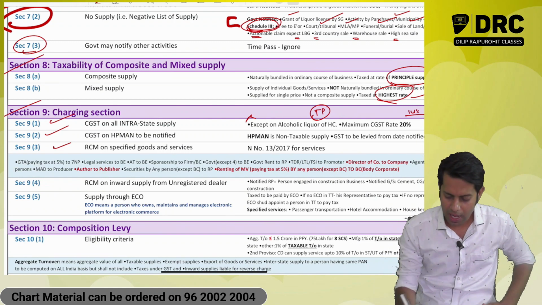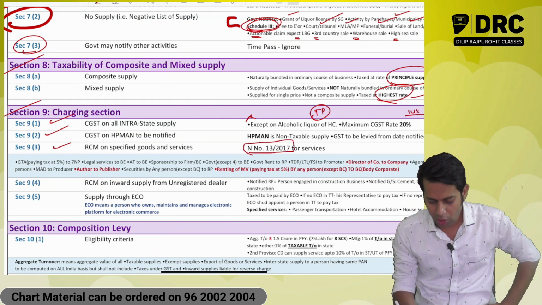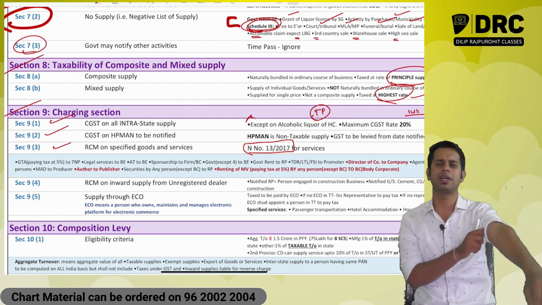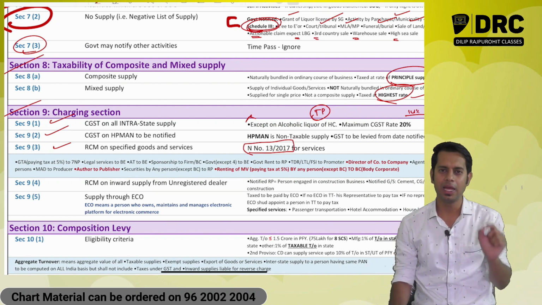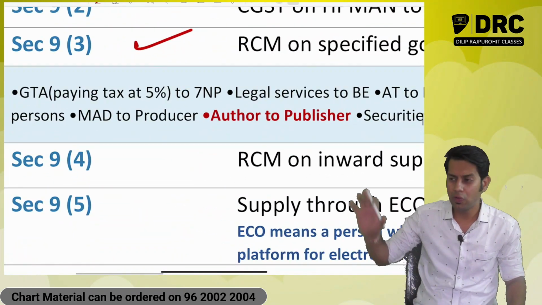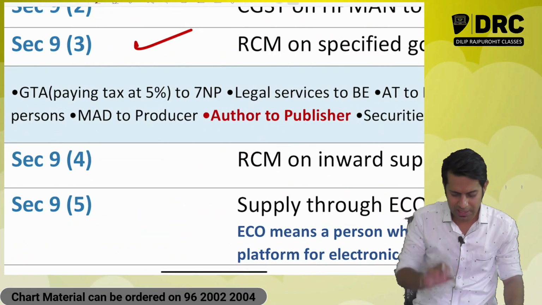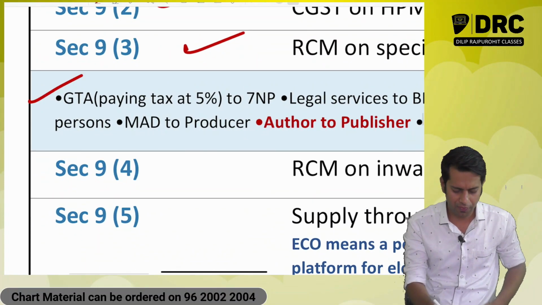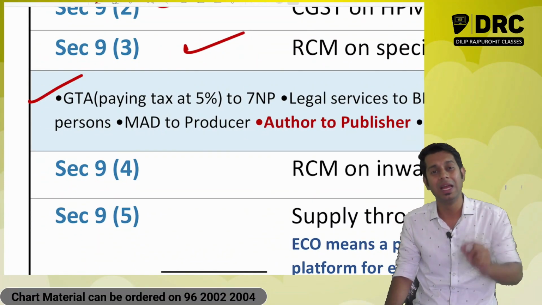Goods are not important, services are very important. The notification which gives the list of services liable to be taxed under reverse charge is notification number 13/2017. What is this notification telling? There are a few services which are very important. I'll just give a brief of the items which are covered under reverse charge.